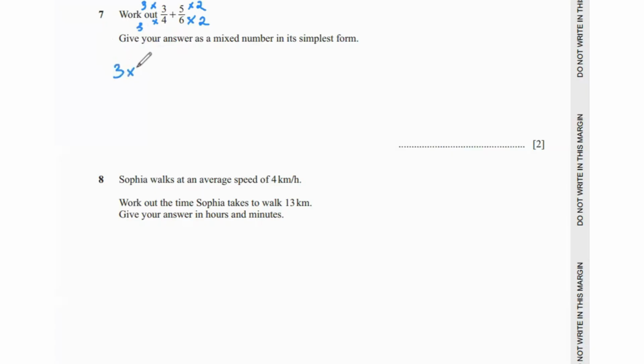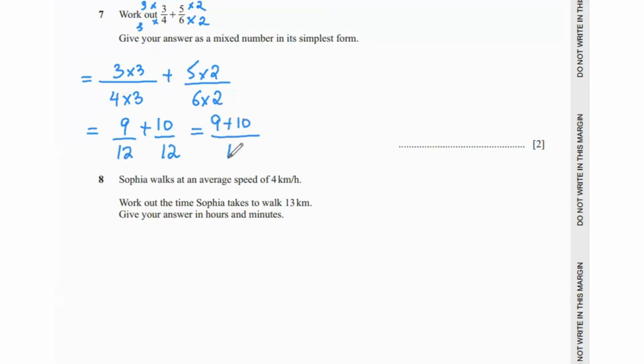So 3 times 3 over 4 times 3 plus 5 times 2 over 6 times 2. So that's going to be 9 over 12 plus 10 over 12. Now that the denominators are the same, we can add the numerators. So 9 plus 10 over 12, and that's 19 over 12. Going back to the question, they want the answer as a mixed number in its simplest form. So right now we have this improper fraction. Improper fractions are fractions where the numerator is bigger than the denominator. So to convert this into a mixed number, we will divide 19 by 12.